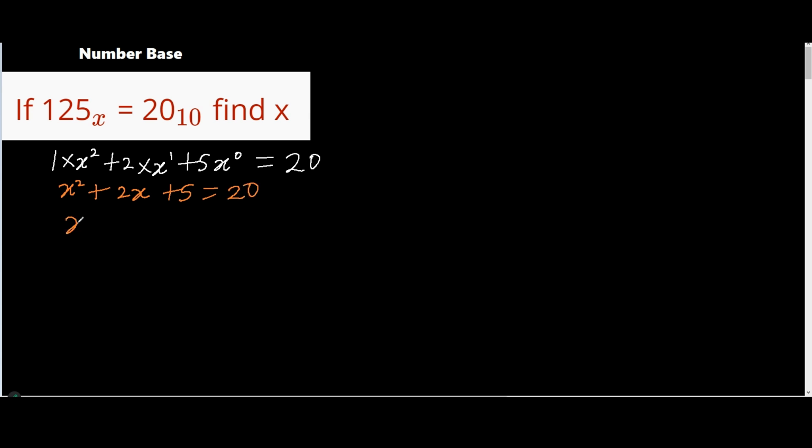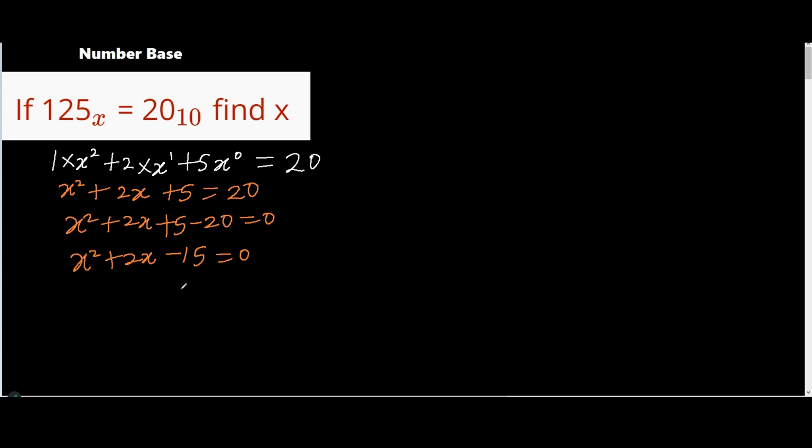So here we can say x squared plus 2x plus 5 minus 20 equal to 0. Then we have x squared plus 2x, 5 minus 20 is negative 15, equal to 0. So this is a quadratic equation for us to solve. Look for two numbers you multiply to give you negative 15, and you add them to give you positive 2.